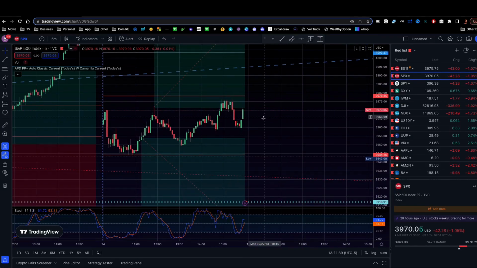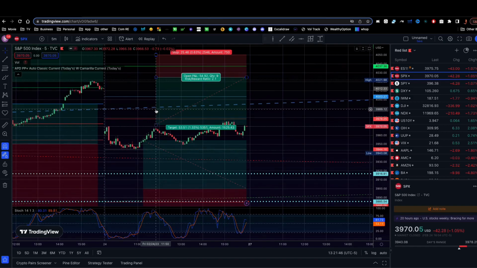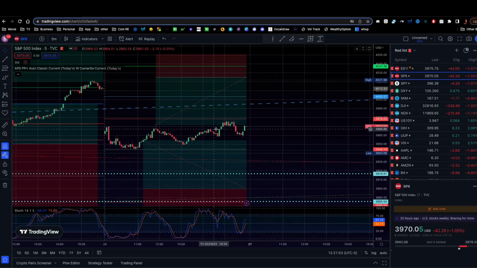I like to see a gap between my fills, if I can get it, for my iron condor. And that leads to a nice wide profit zone for the market to be able to move around, do whatever it wants to do, and not endanger either of my strikes. So this is like a perfect trading day.